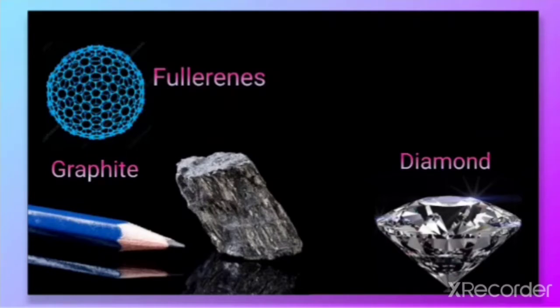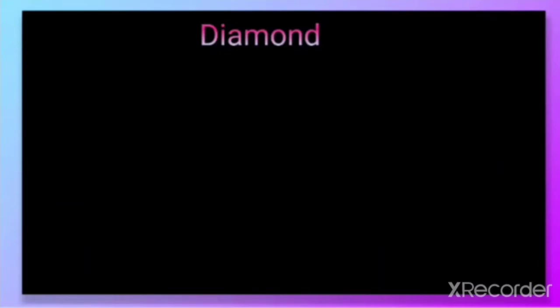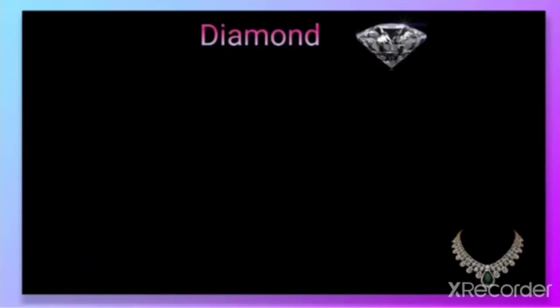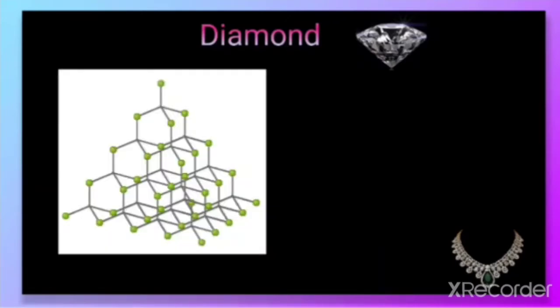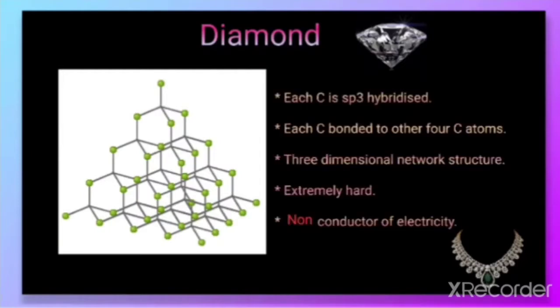First, let us talk about diamond. Diamond is quite familiar to us. It is used in making jewelry. Let us talk about the structure of diamond. Diamond has a three-dimensional network-like structure where each carbon is sp3 hybridized and each carbon is bonded to four other carbon atoms by covalent bonds. It makes the structure tetrahedral and the overall structure is a three-dimensional network.